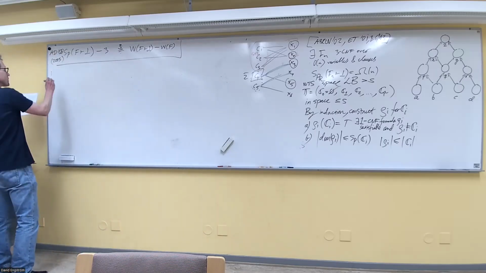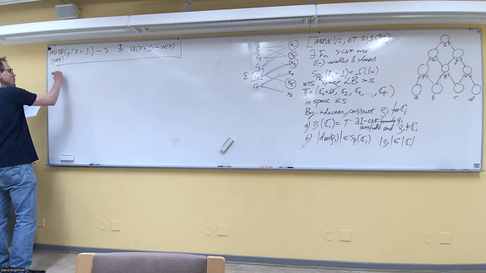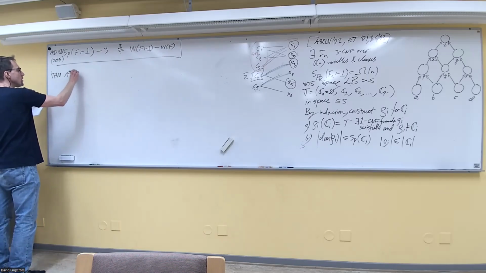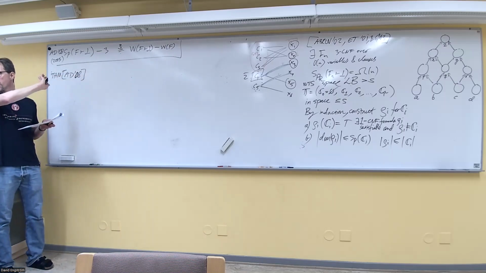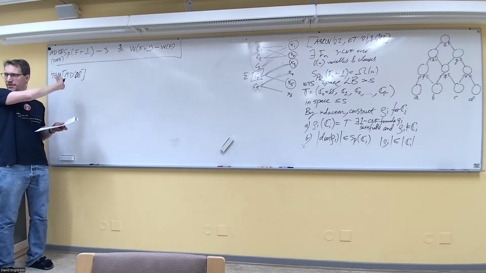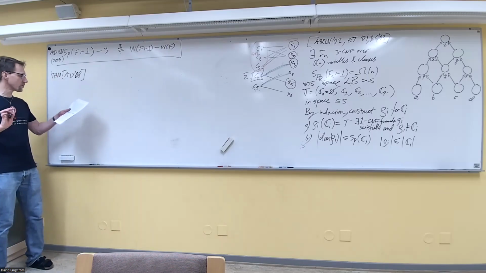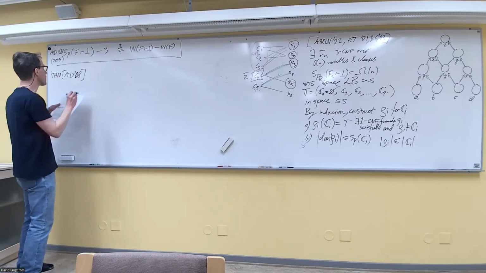So the theorem that we're going to use by Atserias and Dalmau, you have to be a little bit careful because there's a setting of parameters where this breaks, and in the original paper this is actually wrong. So I'm going to state it slightly more carefully.